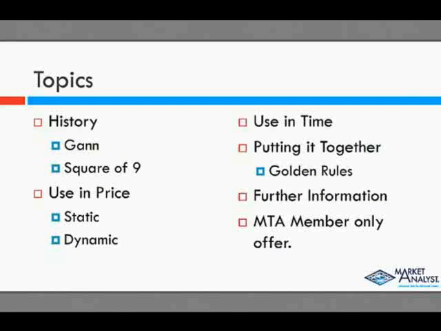So a couple of things that we'll be talking about, the history. I do a little bit of coverage on who Gann was and how he came about knowing about the Square of 9 and the uses that we have for it. Then we'll be talking about how we use it in price, how we use it in time, putting them all together and the golden rules, which I think apply to a lot of Gann techniques, not just the Square of 9. And then some further information and a special offer for MTA members only.